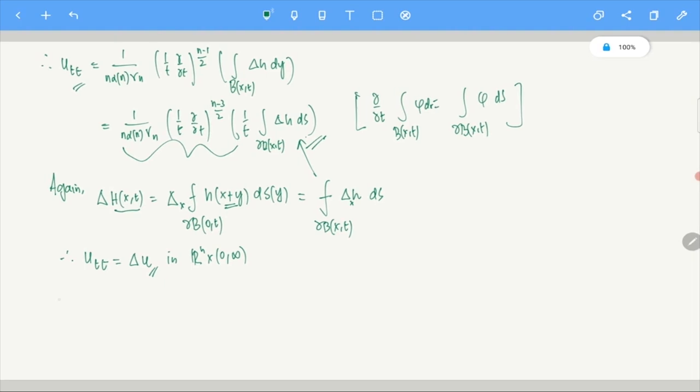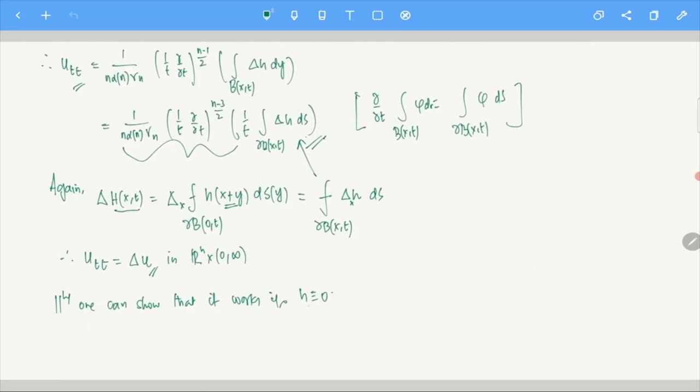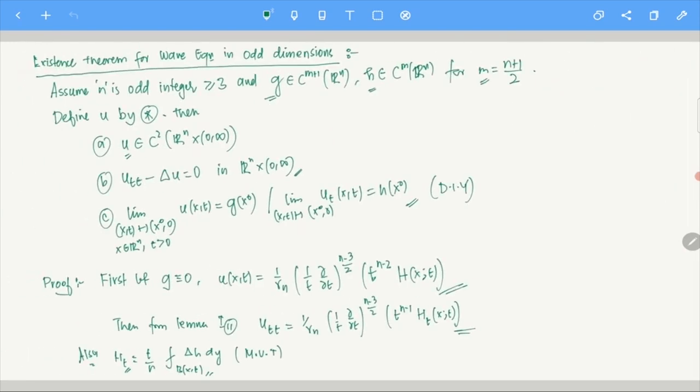Now, similarly, one can show that it works for h equivalent to 0. Initially I took g equivalent to 0, and I showed that u_tt minus the Laplacian of u equals 0. Again, you can do it in the same way by showing that if h is equivalent to 0, the same thing happens. Now how do you show that when both g and h are non-zero, this is true? Think about it.